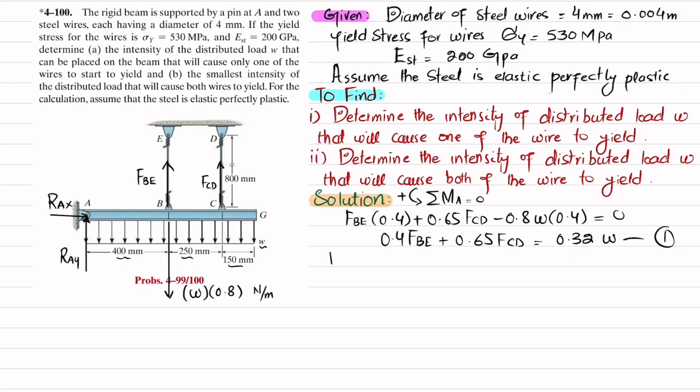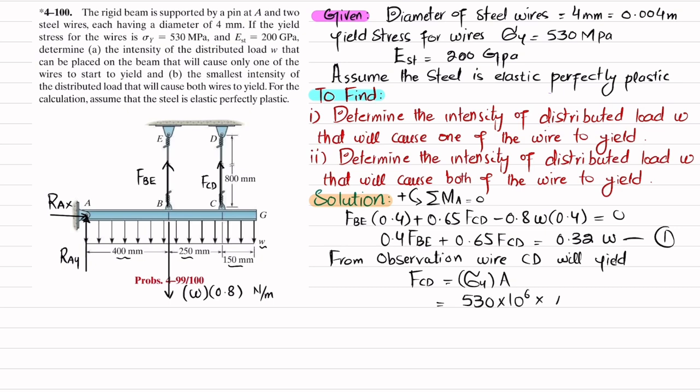Now from our observation, the wire CD will yield. So the force in CD due to yielding will be equal to yield stress times the area. The yield stress is given as 530 megapascal, so 530 times 10 to the power 6 multiplied by the area. Since it is circular, the area is pi by 4 times D squared, where D is 0.004 meter. That will give you FCD. When you calculate this, FCD will be equal to 6.660 kilonewton. Now you have this value of FCD.